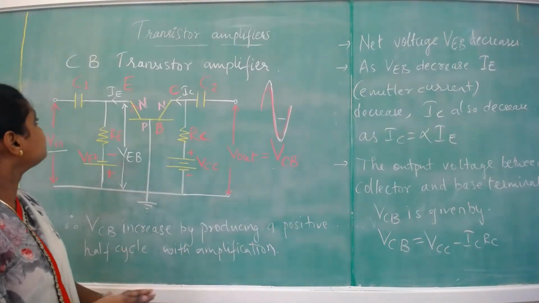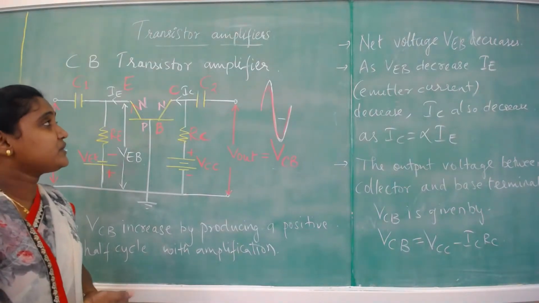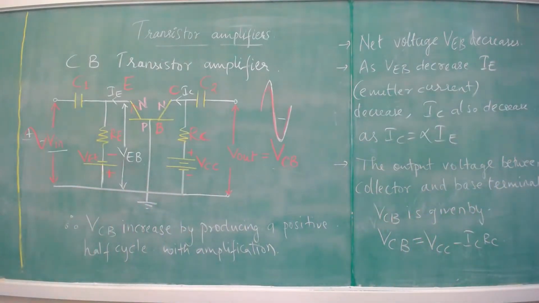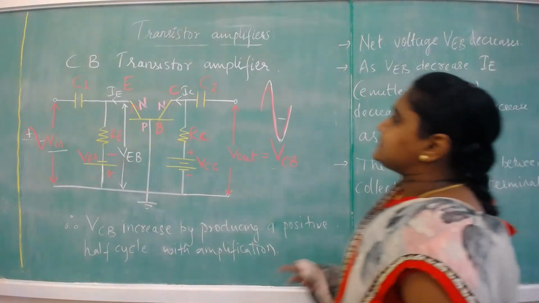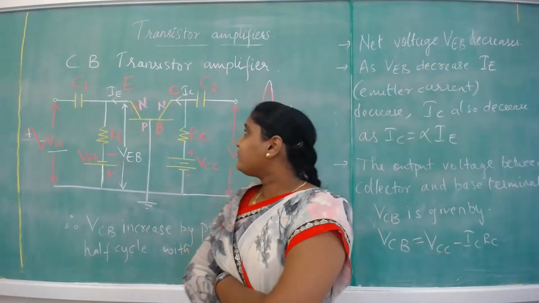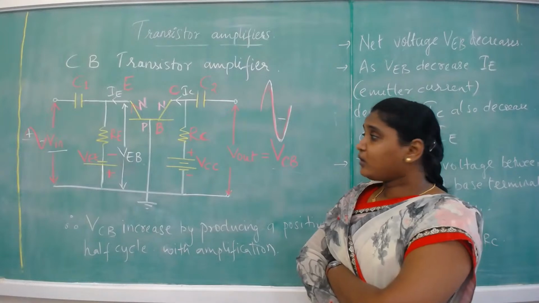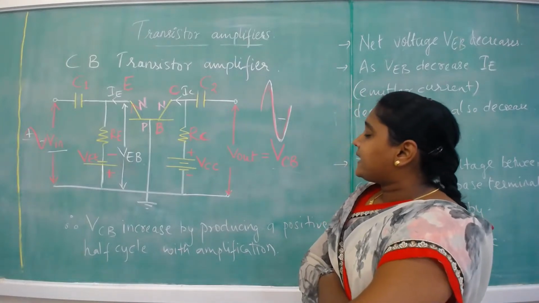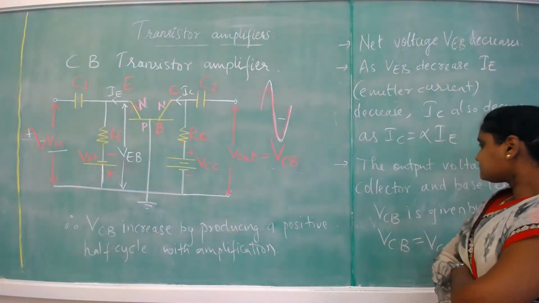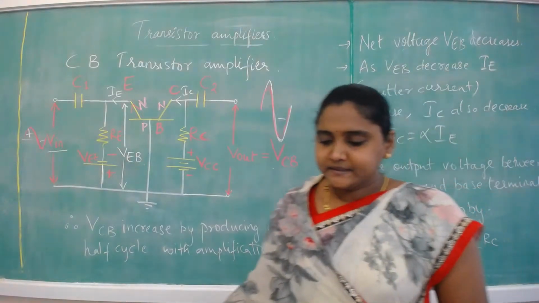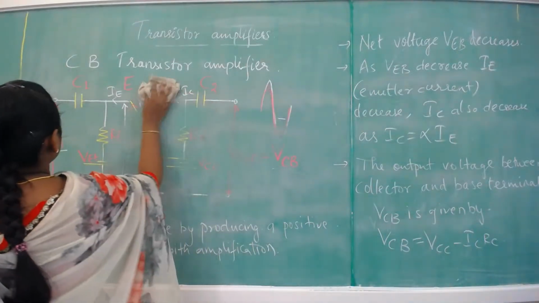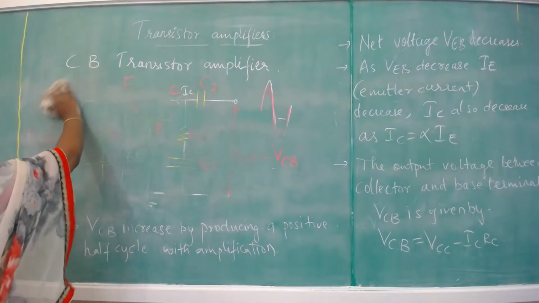Okay, so this is about the CB transistor amplifier, where we are studying the CB amplifier in the single stage amplifiers, where I have told you that you will be studying CB, CE and CC amplifier, where we have seen the circuit and its entire operation of the CB amplifier here. Okay. Now the characteristics of CB transistor amplifier.